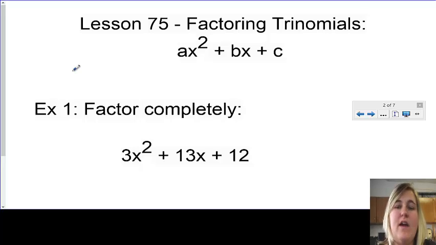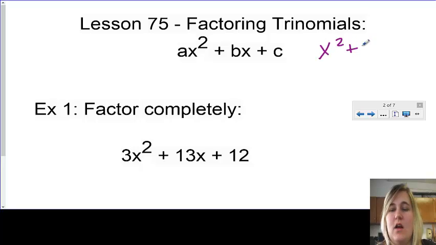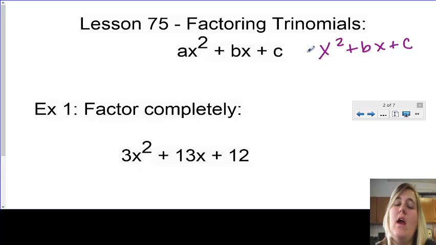Lesson 75, factoring trinomials in the form of ax squared plus bx plus c. What we practiced factoring in the past was whenever we just had x squared plus bx plus c, where I had a coefficient of 1 in front of my x squared. Today, we're going to make things slightly more complicated by putting a coefficient other than 1 in front of that x squared, which is our a.